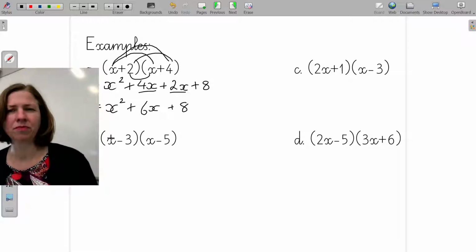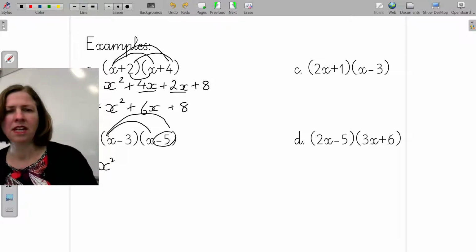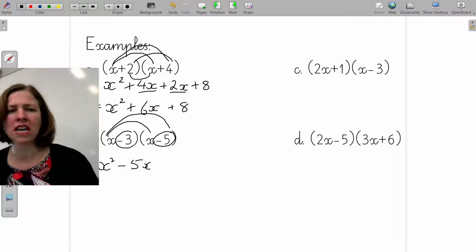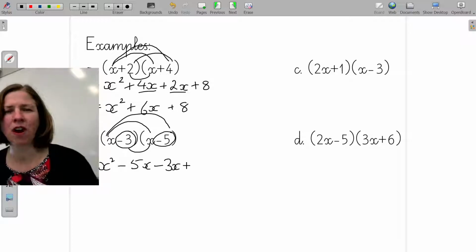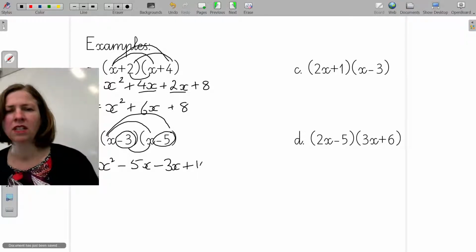x times x is going to give me x squared. That's my firsts. Then the outsides, be careful, this one is negative 5. So I'm going to go x times negative 5, which gives me negative 5x. And now for the insides, I've got negative 3 times x, so that's going to give me negative 3x. And finally, for the lasts, I've got negative 3 times negative 5. And remember, a negative times a negative gives me a positive, so that gives me positive 15. And finally, I just need to collect my like terms. So I get x squared minus 8x plus 15.